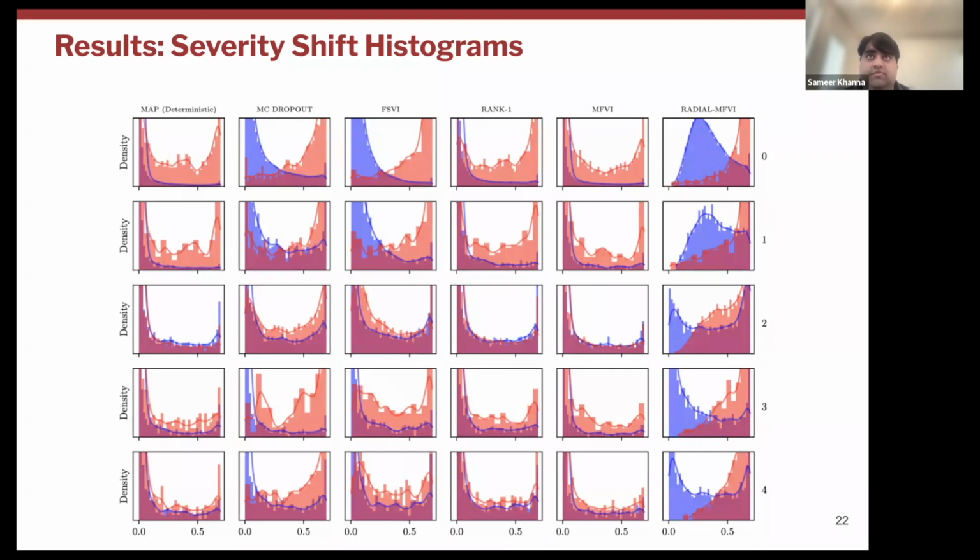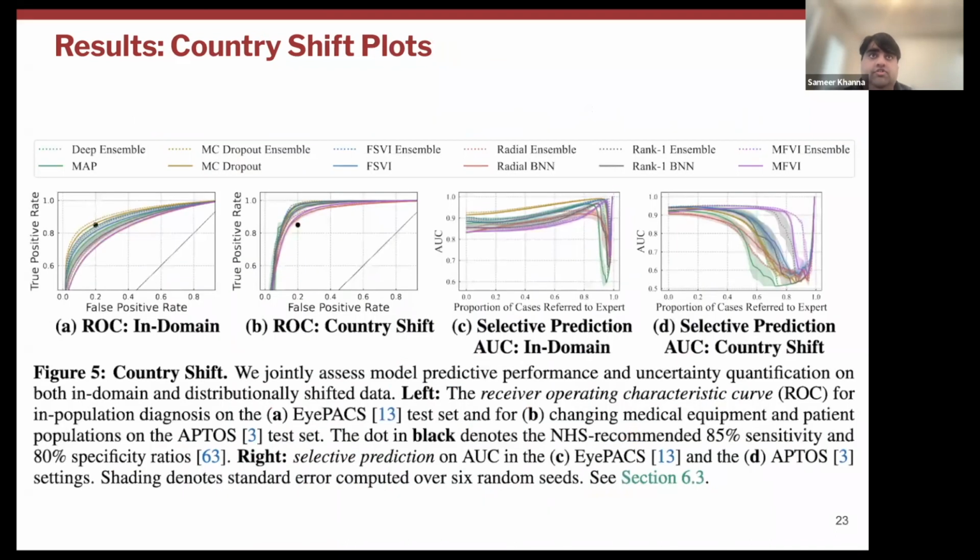All Bayesian neural networks perform decently in terms of how well the uncertainty values indicate correct versus incorrect predictions, with incorrect predictions mostly on the right-hand side of the plots and correct predictions on the left side. For the country shift task, models are trained on the IPAX dataset and are evaluated under distributional shift on the Indian Aptos dataset. The black dot in figures A and B refers to the minimal sensitivity specificity threshold for the deployment of an automated diabetic retinopathy diagnosis system as set by the British National Health Service.